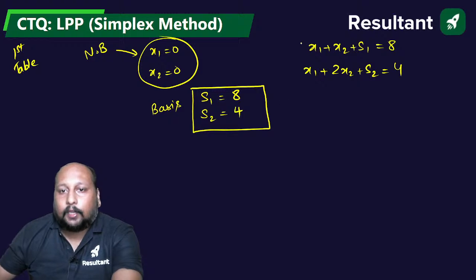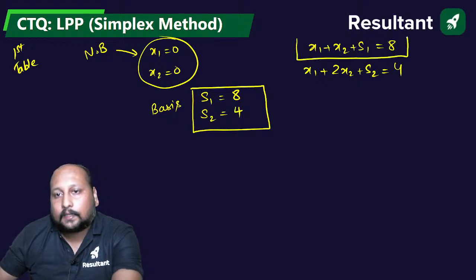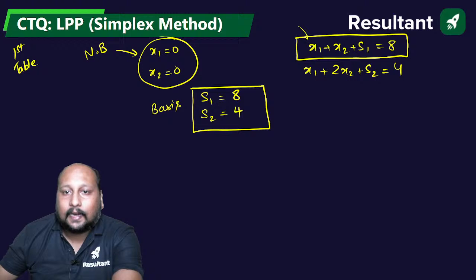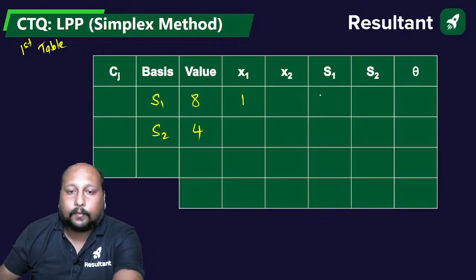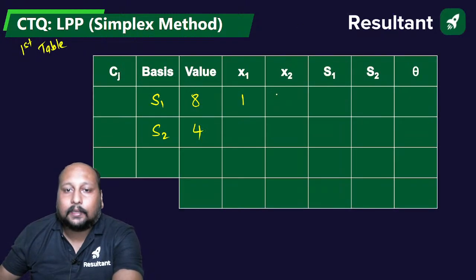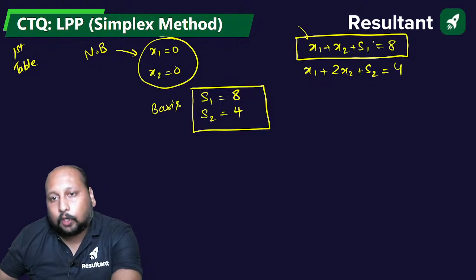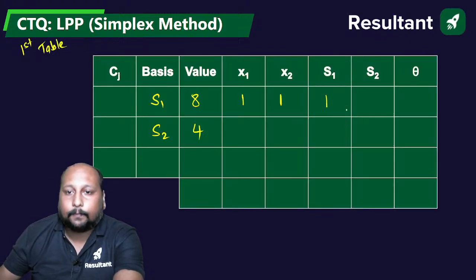For the first constraint, what is the coefficient of x1? That is equal to 1. Place 1 over here. What is the coefficient of x2? That is 1. What is the coefficient of s1? That is also equal to 1, right?